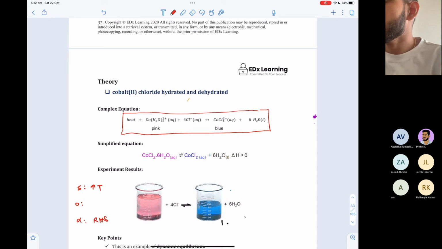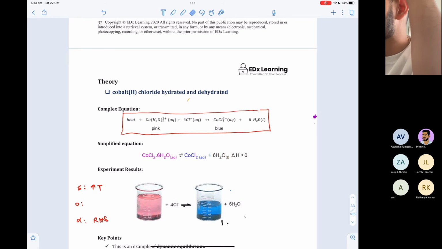So I would say something along the lines of an increase in temperature would cause the system to shift to favor the endothermic reaction. What are we doing here? Sorry, not endothermic, the exothermic reaction. Okay, so I'd say something along the lines of an increase in temperature would cause the system to favor the exothermic reaction to partially counteract the change. As the forward reaction is endothermic, the reverse, sorry, let me clarify this.